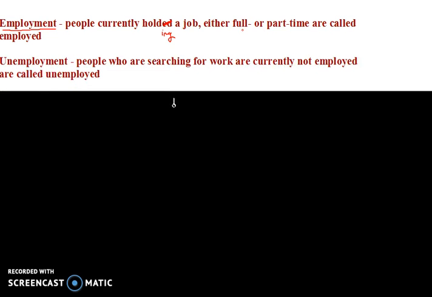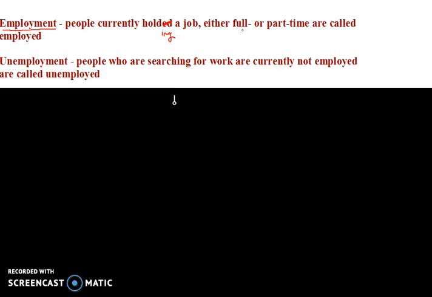The opposite of that is unemployment, which is what economists are often talking about. Unemployment is people who are currently searching for work, and they are not employed. They are looking for work and they can't find it. That's the key. They want to work, but nobody's hiring them for whatever reason, and we'll get into those reasons later on.